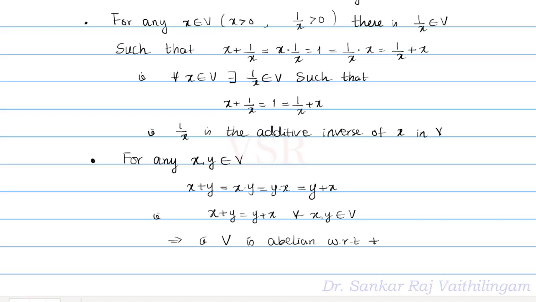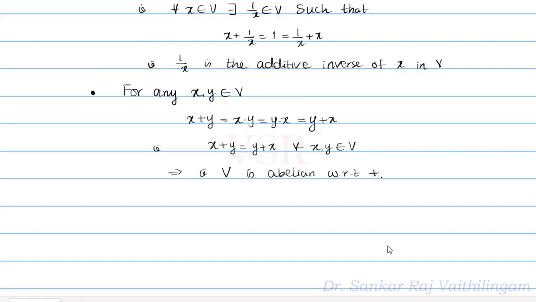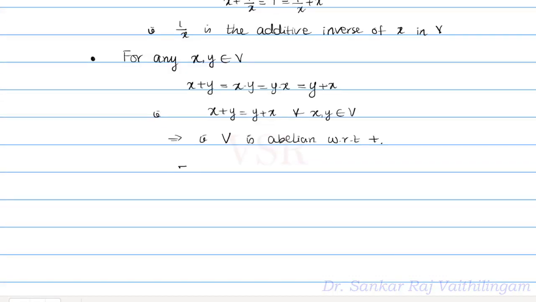So hence this implies that V comma plus is an abelian group. Okay, so the first part is over.